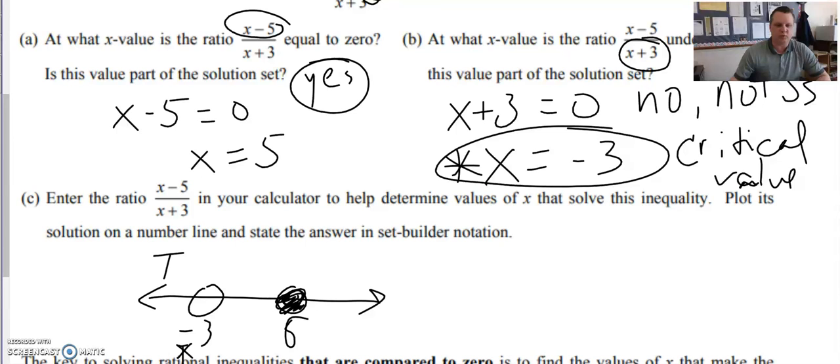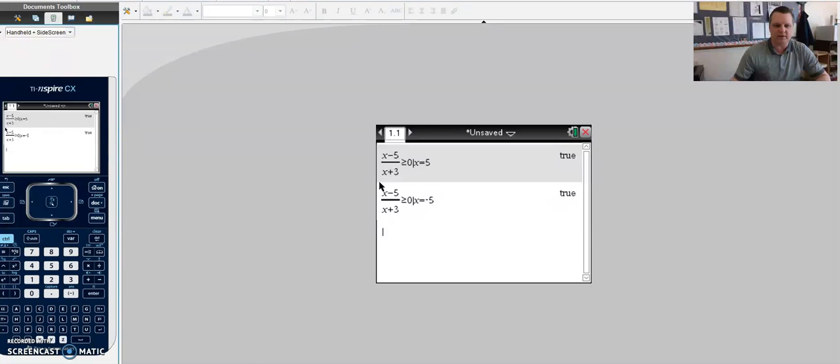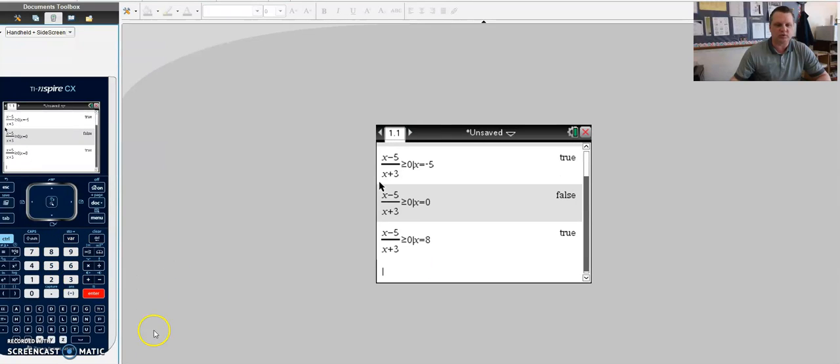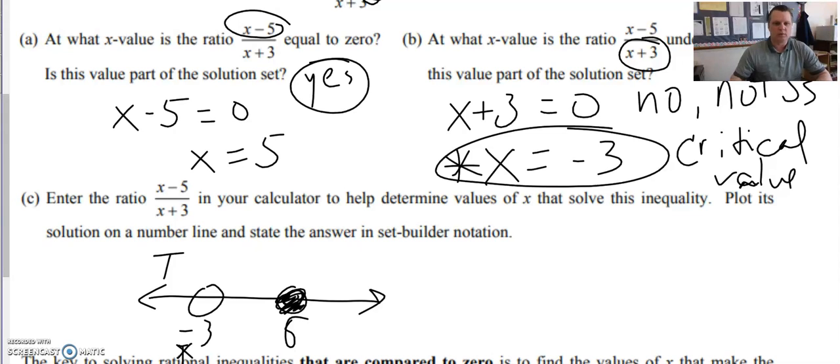Now we need to test between the negative 3 and 5. So I'm bringing it down, and I try to use 0 whenever I can if it's in the interval. So it tells me false. So you put an F above that one. And then we bring it down again and test to the right of 5. So anything bigger than that. And it says true. So we had a true, false, true.